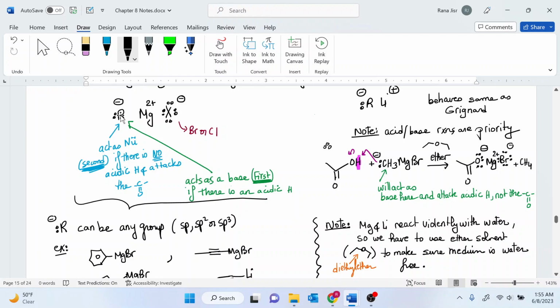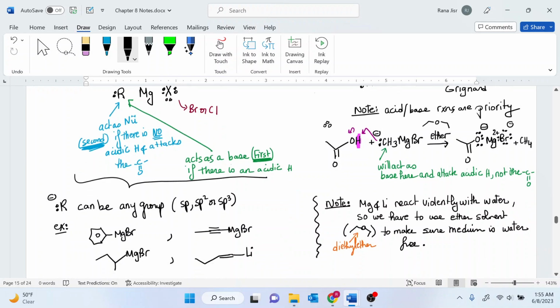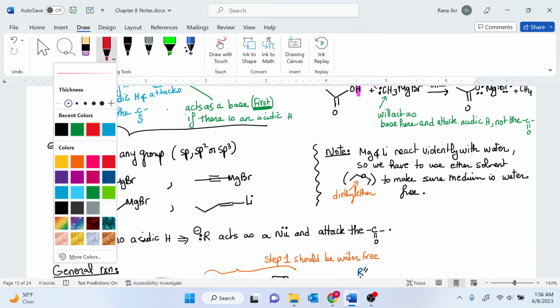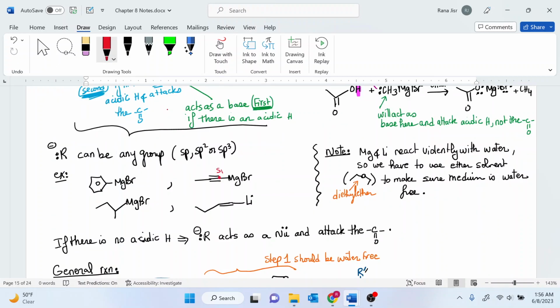Now the R for both the Grignard and the alkyl lithium can be any type of R in these reactions. It can be an sp, an sp2, or an sp3 R. It doesn't matter. And to represent the Grignard, as we mentioned, we represent the R that has a covalent bond with the magnesium, and there's an ionic bond between the magnesium and the bromine. So the R over here, this is an sp hybridization that is connected to the magnesium. This is an sp2.